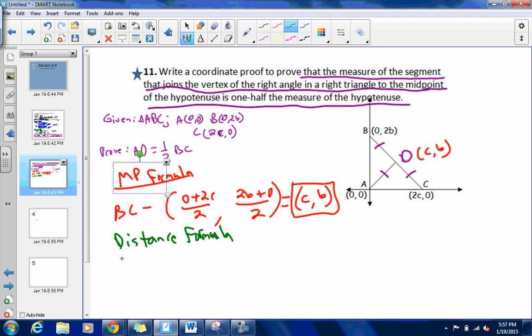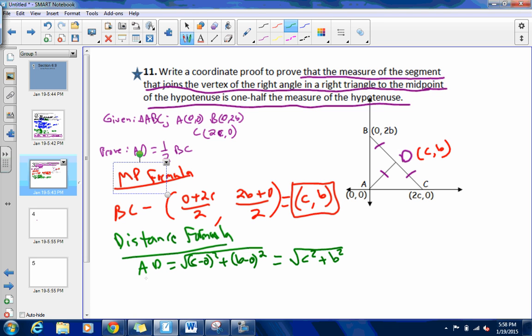So let's find AD first of all. AD equals the square root of C minus 0 squared. It's nice using the origin. Plus B minus 0 squared, which of course equals the square root of C squared plus B squared. And we're going to leave it at that.